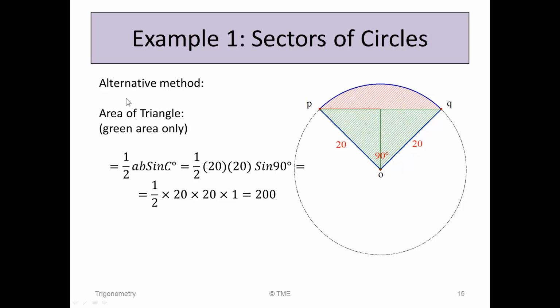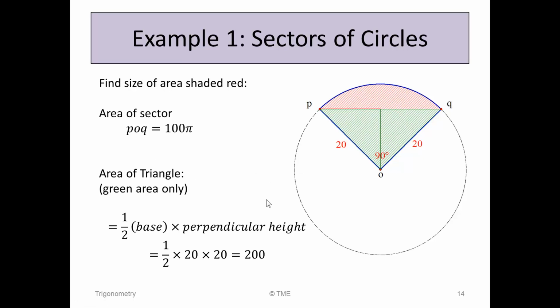There is an alternative method to calculating the area of the triangle, and that's using the half ab sine C rule, or half two sides and the angle in between. Well, we do know two sides, this side and this side, both radii, and here the angle in between. So a half 20 by 20 sine of 90, and sine of 90 is 1. So a half of 20 by 20 by 1 is again 200. Exactly the same as we got for the perpendicular height.